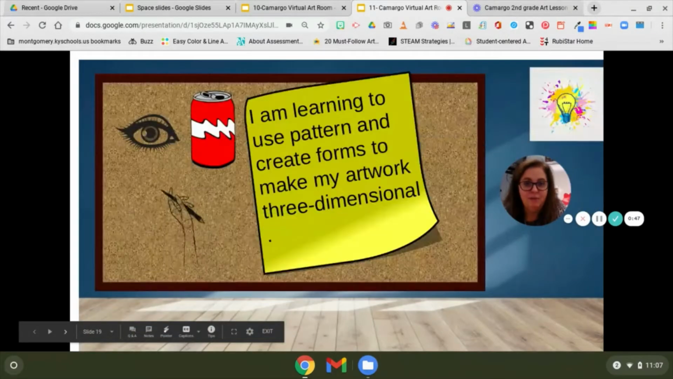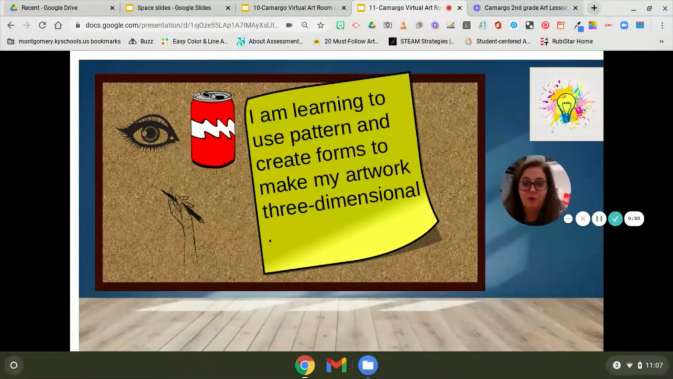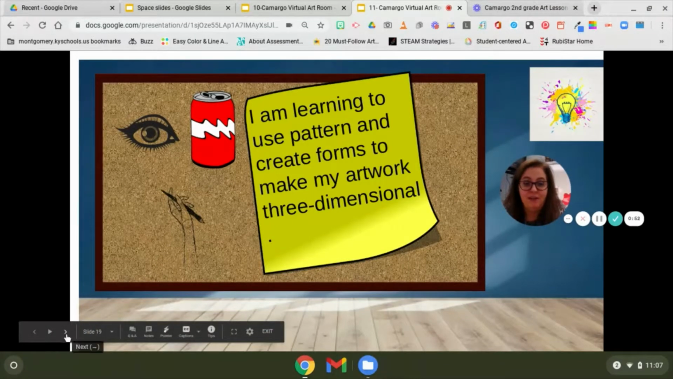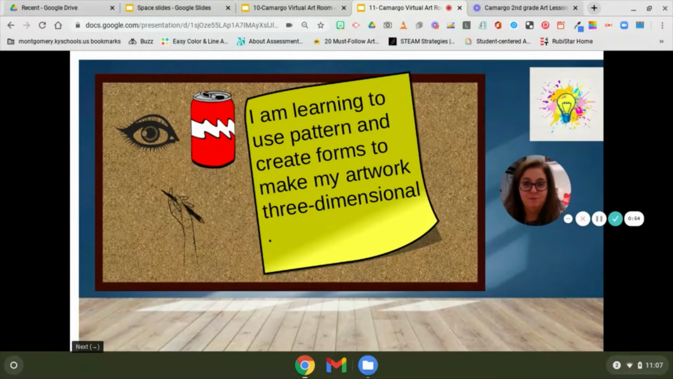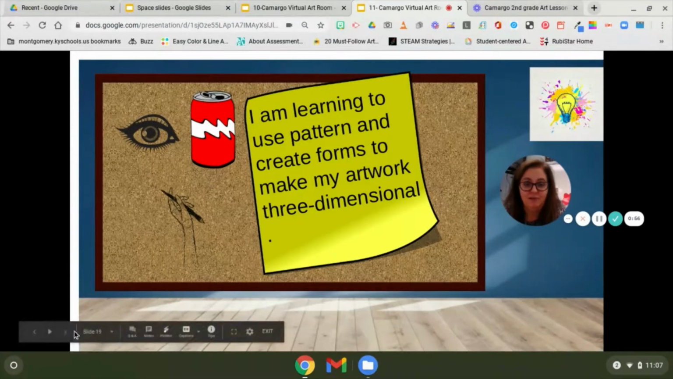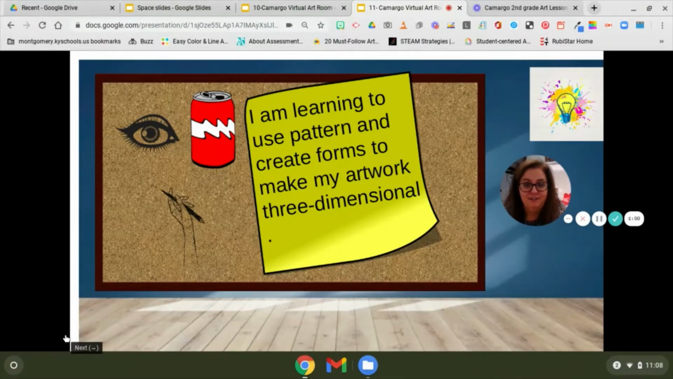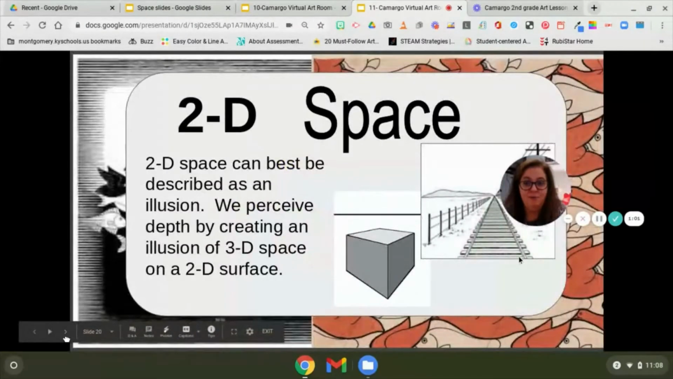So today we're going to be learning to use pattern and create forms to make the artwork look more three-dimensional. You are going to be thinking about space today, the element of art called space, and the element of form. Also the principle of design called pattern. So let's talk about space first.